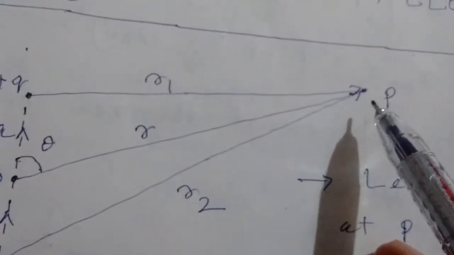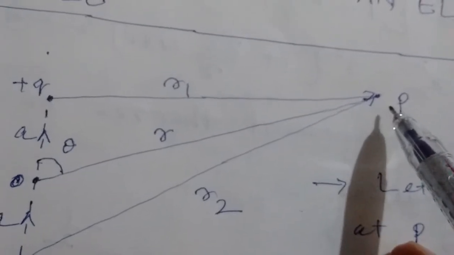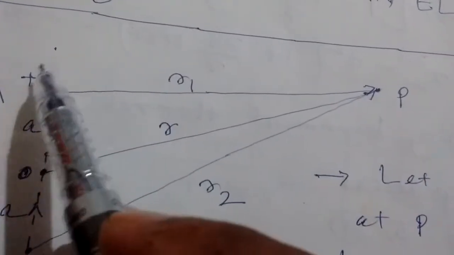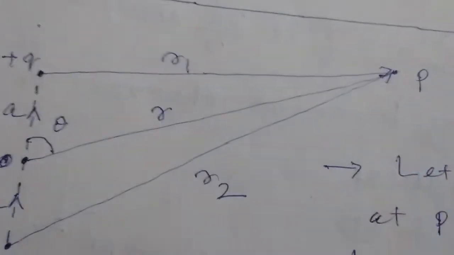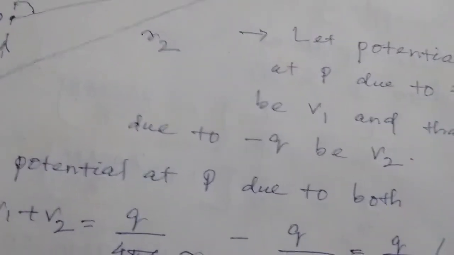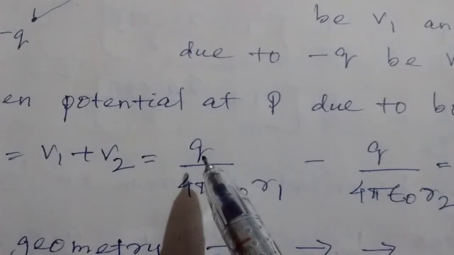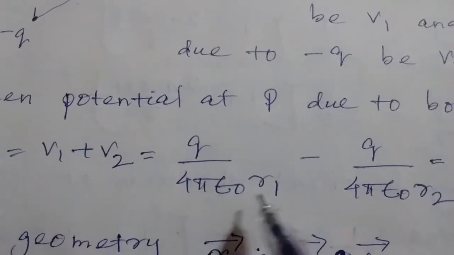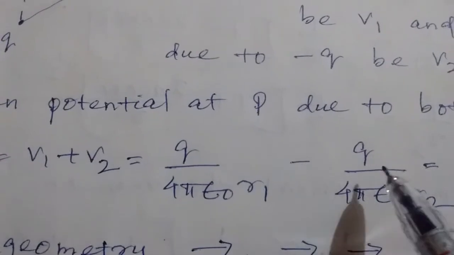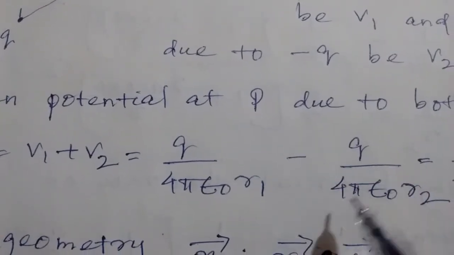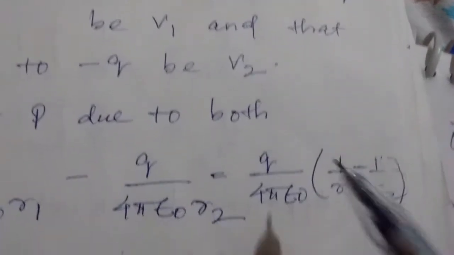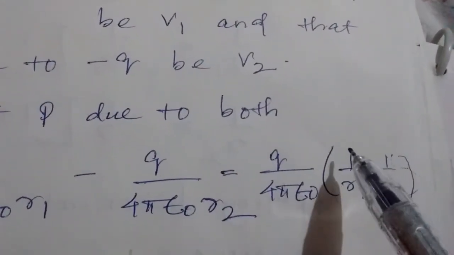To find out the potential at this point P, what we have to do is just find out potential due to plus q at this point P and potential due to this minus q at point P. Just add them up, then it will be the final result. Here you look, V is equal to V1 plus V2. V1 is nothing but potential due to plus q, q by 4 pi epsilon naught R1. V2 is nothing but potential due to minus q, minus q by 4 pi epsilon naught R2. Total becomes q by 4 pi epsilon naught whole into 1 by R1 minus 1 by R2.